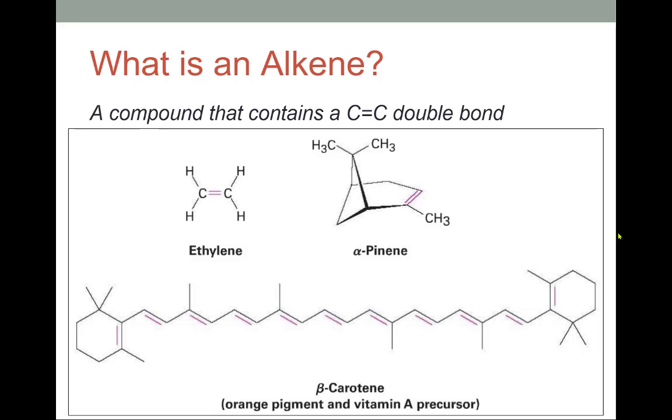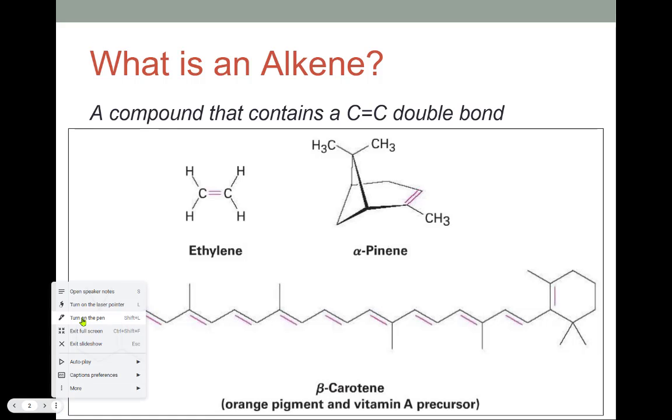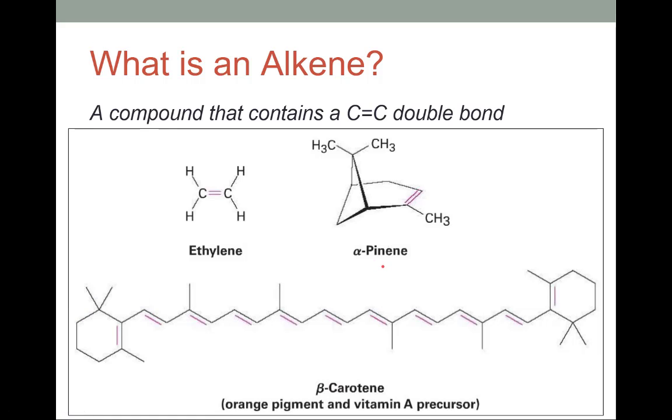So alkenes are any compound that contains a C-C double bond. Shown here are some examples. A simple alkene over here, ethylene. Next to that, a naturally occurring molecule called alpha-pinene, which is a bicyclic structure, but you can see the alkene functional group right there. And then down below, what we would call a conjugated polyalkene. So we've got many carbon-carbon double bonds. This is the molecule commonly known as beta-carotene.